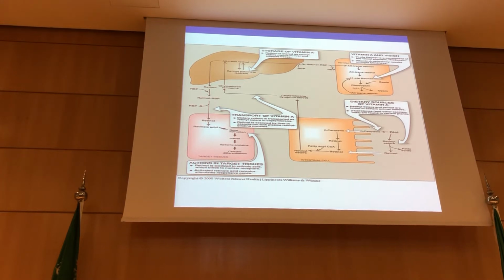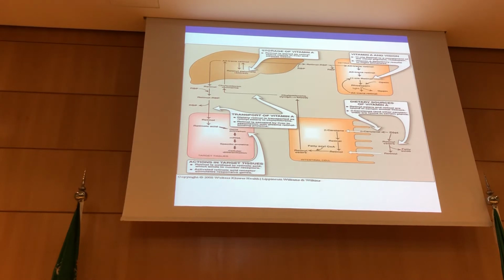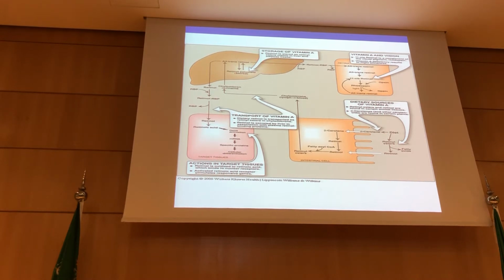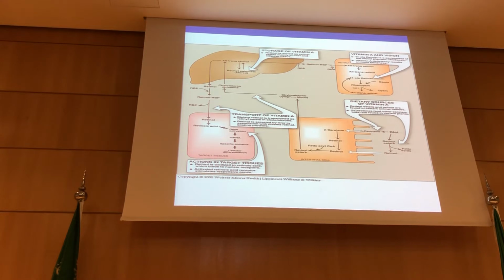Now, the retinol ester is stored in the liver. This is the storage form of our retinol, in the form of retinyl palmitate, so the fatty acid here is palmitic acid. And that's why an overdose of vitamin A is toxic, because it will be stored in our organs. Now, this is transported to target tissues.